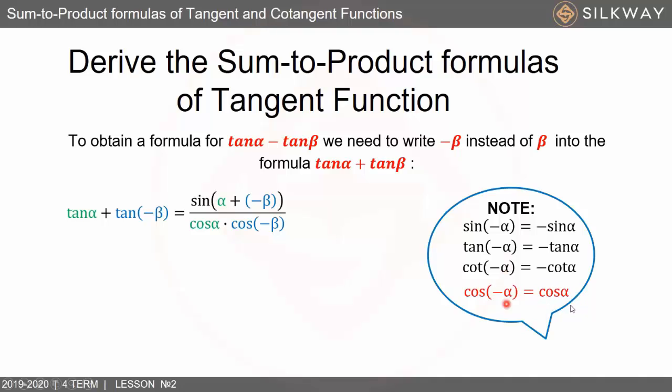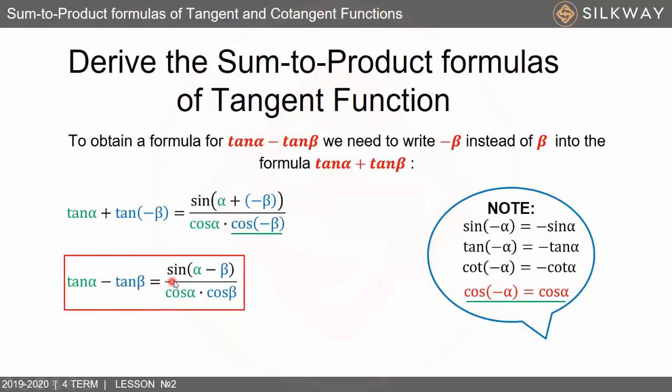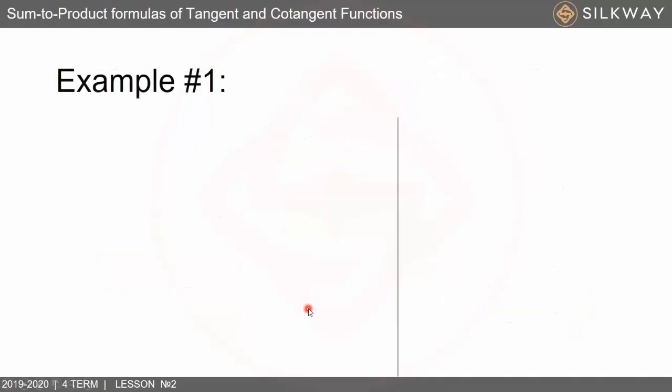If we use this, we will have cosine beta here. And our formula will be tangent alpha minus tangent beta is equal to sine of alpha minus beta over cosine alpha multiplied by cosine beta. And this is our second rule. Okay, let's look at an example.